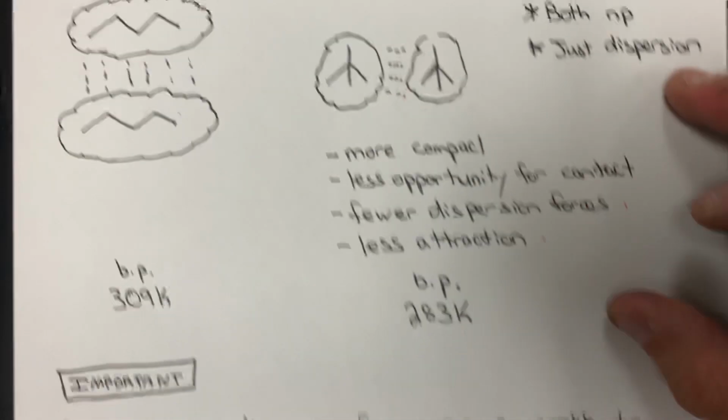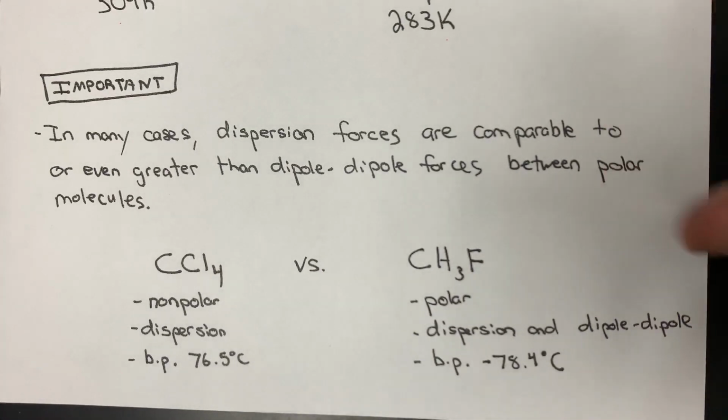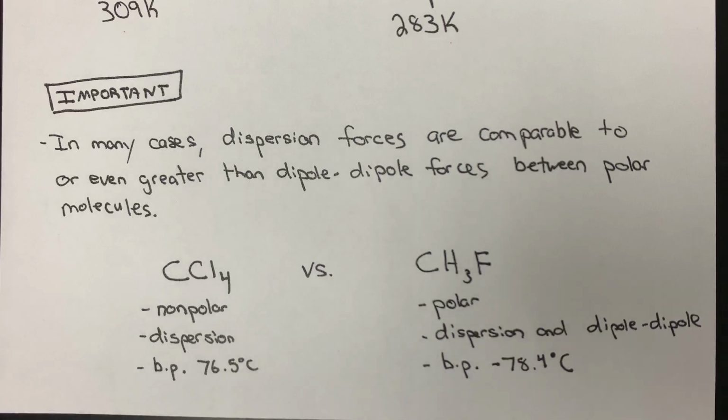That being said, I think students very often attribute dispersion forces with being incredibly weak, and that's true. However, in all circumstances, we always need to evaluate data, right? We can make assumptions, but data rules, okay? So in many cases, dispersion forces are comparable to or even greater than dipole-dipole forces that exist in polar molecules, okay?